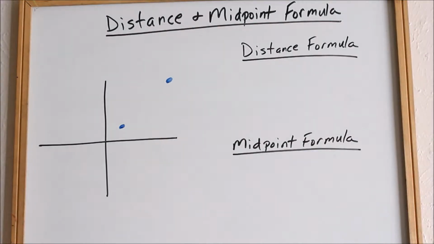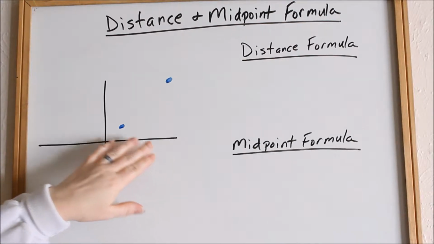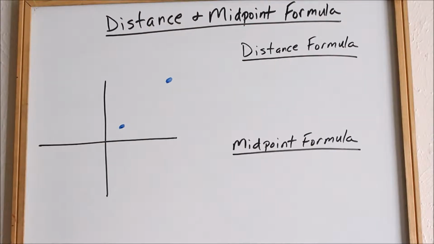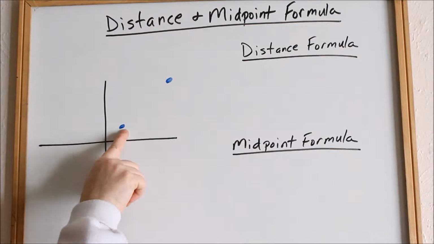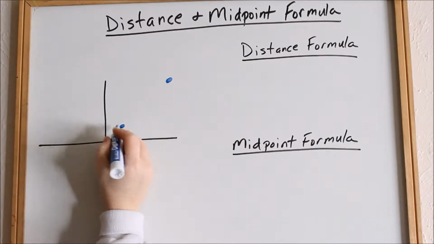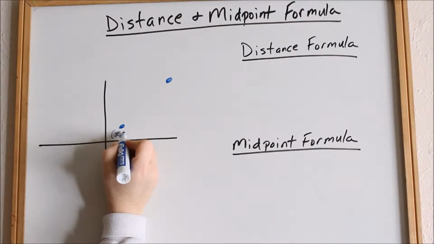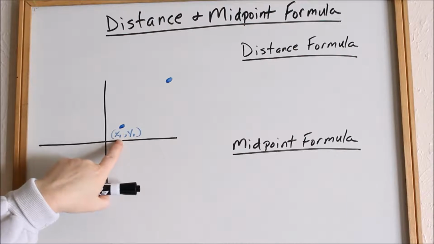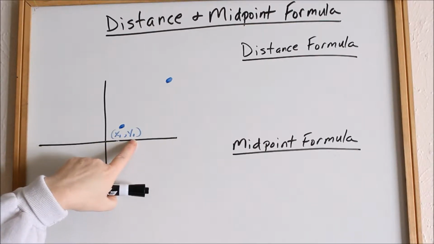Okay, we're doing the distance and the midpoint formula. These have to do with the graph. So let's just say we have 2 points on our graph, and let's call this point 1. It's going to have some x-coordinate and some y-coordinate. I'm putting the subscript of 1. That's my x-coordinate for point 1. That's my y-coordinate for point 1.